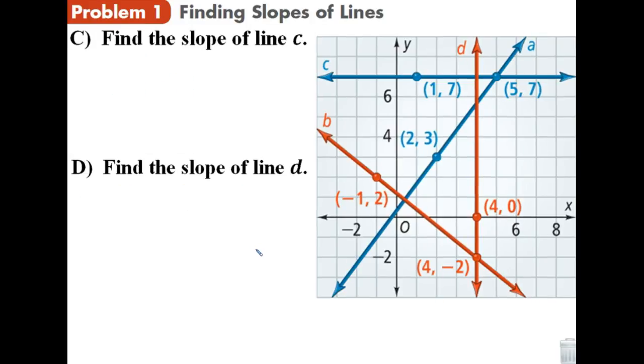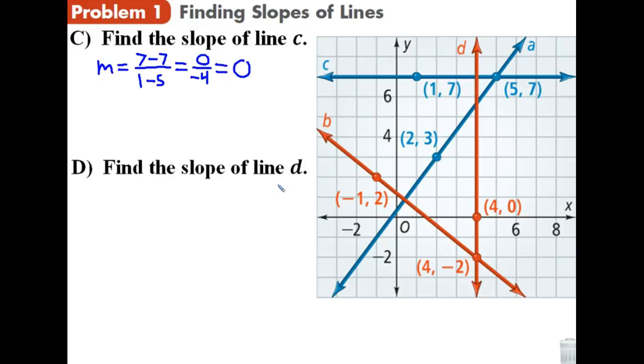Now in parts C and D, we have a couple of special cases of slope. C, find the slope of line C. Notice this line doesn't have any steepness. It's flat. It's straight horizontal. We'll always say a line that's horizontal has a slope of 0. And the reason for that is if we calculate our slope, y minus y, we'll go 7 minus 7, over x minus x, so 1 minus 5. That's equal to 0 over negative 4, we could say. And 0 divided by anything is just 0. So we know that line's horizontal, it's always going to have a 0 slope.